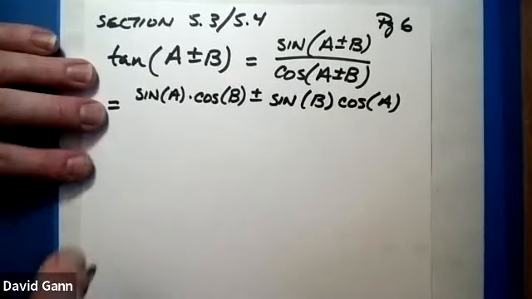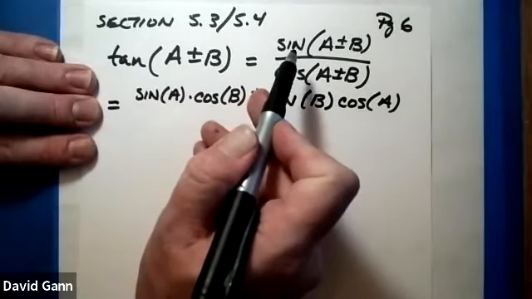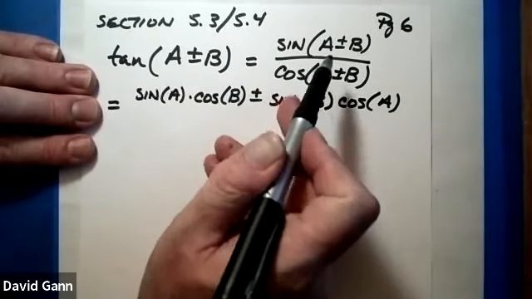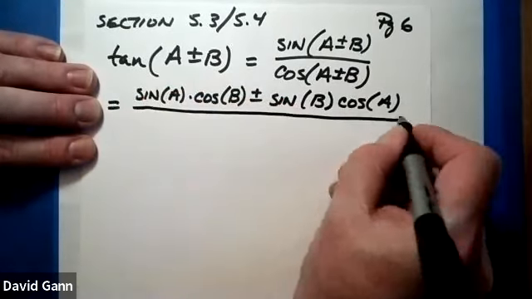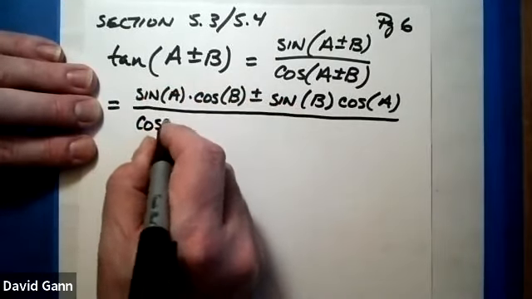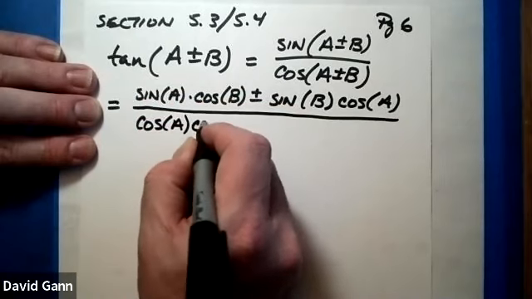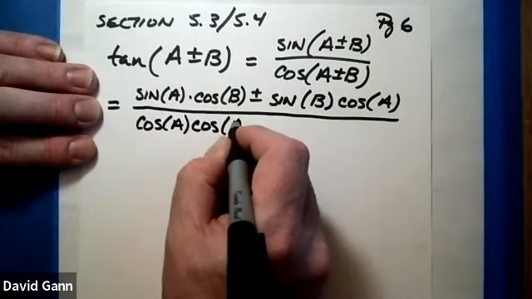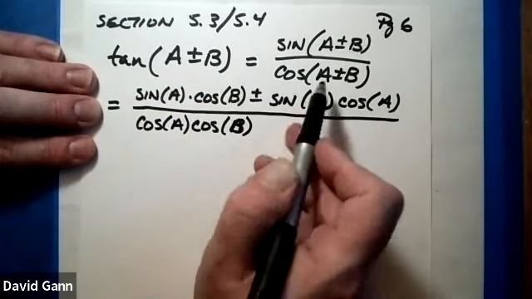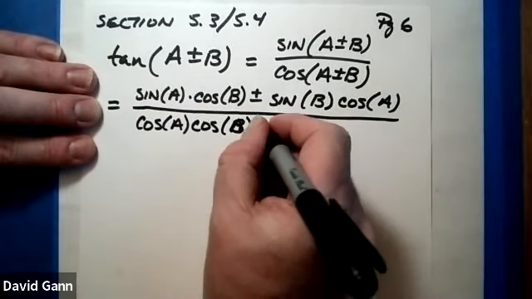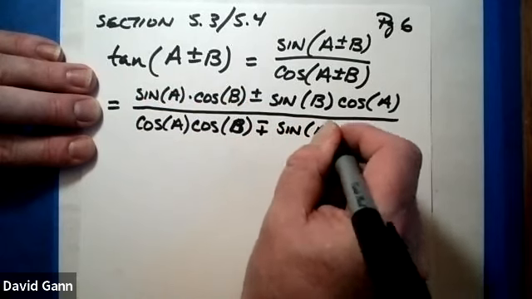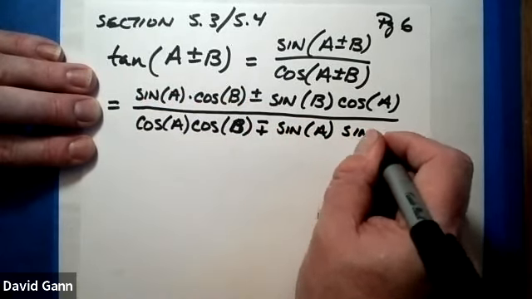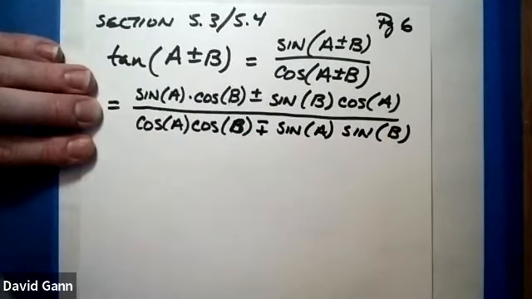Okay, so this is the numerator. This is sine of A plus or minus B. And then in the denominator, we have cosine of the first angle times cosine of the second angle. And remember that the sign is reversed here, so minus plus sine of the first angle times the sine of the second angle, okay?